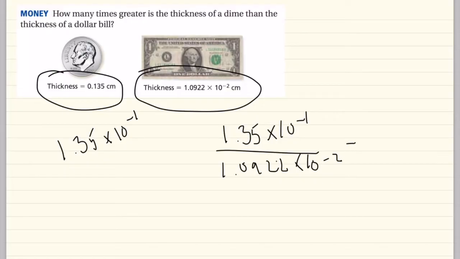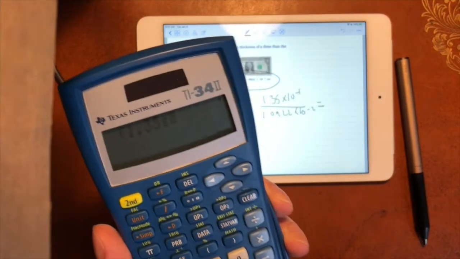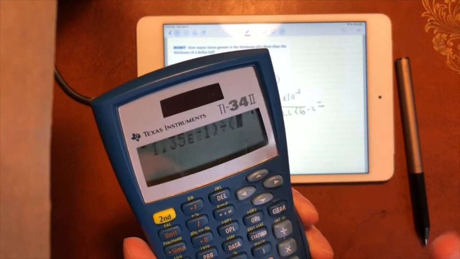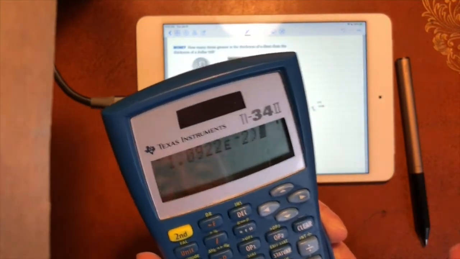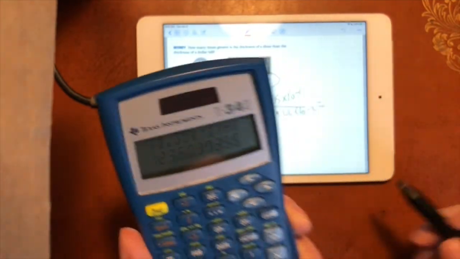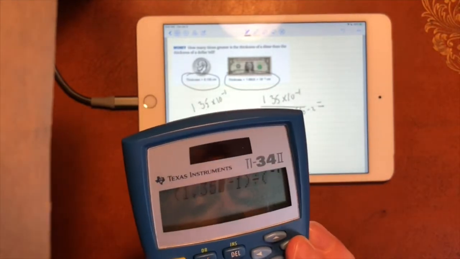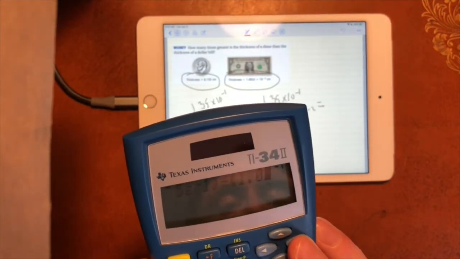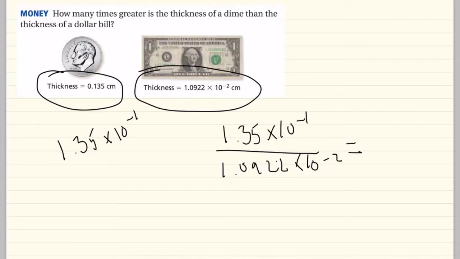So when we divide this, we're going to use the calculator. Let's type that in using E. So parentheses 1.35 E negative 1 divided by 1.0922 E negative 2. And we get 12.36. Now, did I type that in correctly? You know me, I always double check. Negative first, I should double check before, and negative second. Yep, so we get 12.36-ish. There's a 0 after the 6, so we can leave it at that.